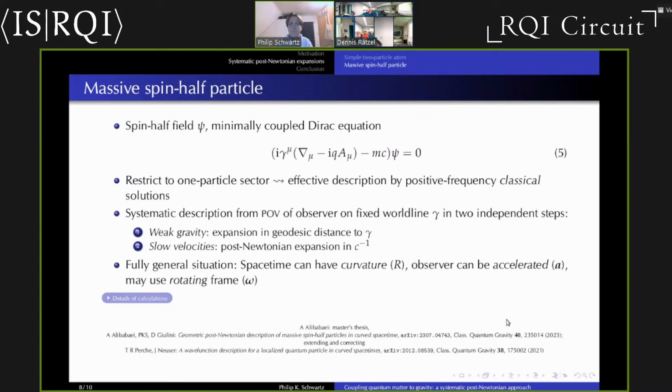And this is actually based on work by Rick Pert, who's also there. He was the main organizer of the whole RQI circuit, so thanks a lot. And Jonas Neuser. And so we extended this to a more systematic and general way of doing this approximation, and also found some errors and corrected them.